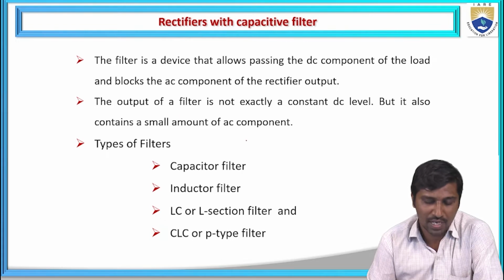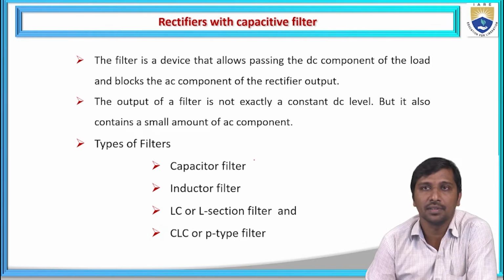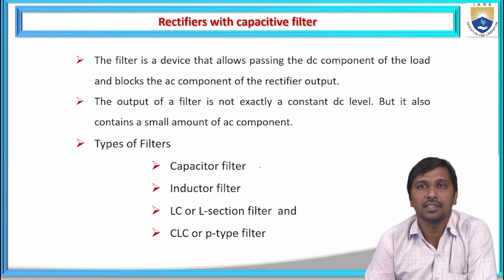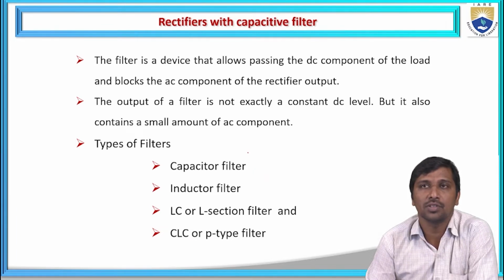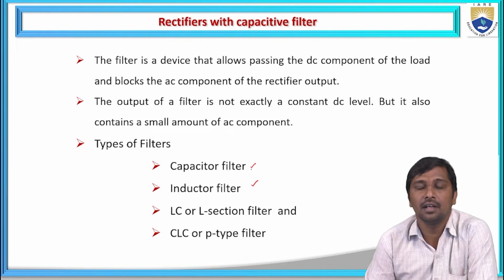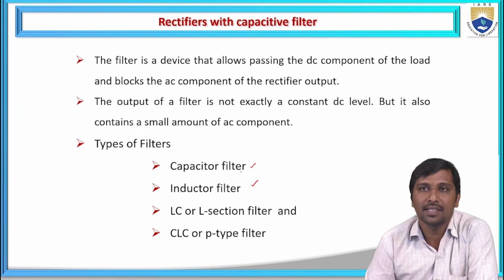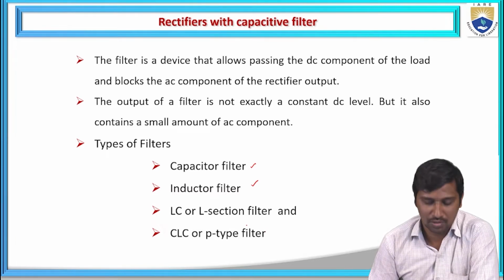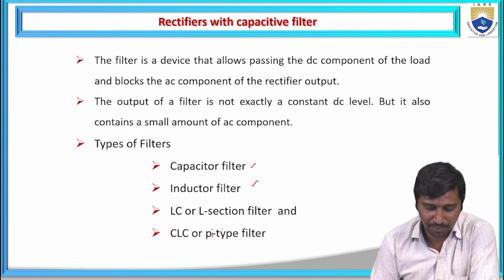We have different types of filters. One is designed with a capacitor, hence that filter is called a capacitor filter. To eliminate many of the AC components from the rectifier output, we can use either a capacitor, or an inductor, or a combination of capacitor and inductor, which is nothing but an L section filter or a pi section filter.